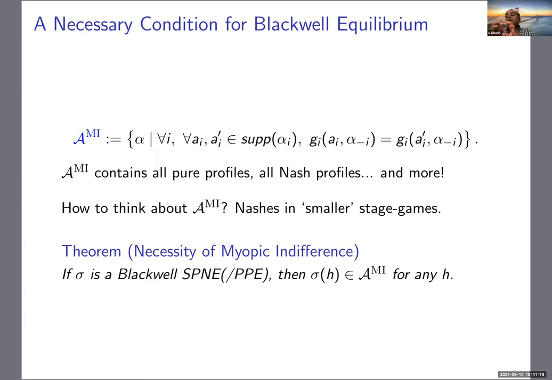Okay, and then I'll just go to the last slide and tell you this one. If we have no public randomization device, and sigma is a Blackwell PPE, then it involves no non-trivial randomization. That is, for every public history, sigma(h) is either a pure action or a stage game Nash equilibrium. So you cannot even do the myopic indifferent ones once you have no public randomization and generic public monitoring. The combination of imperfect monitoring and the lack of a public randomization kills all non-trivial mixing. You can only get pure actions or stage game Nash. And I think we can conclude with that.